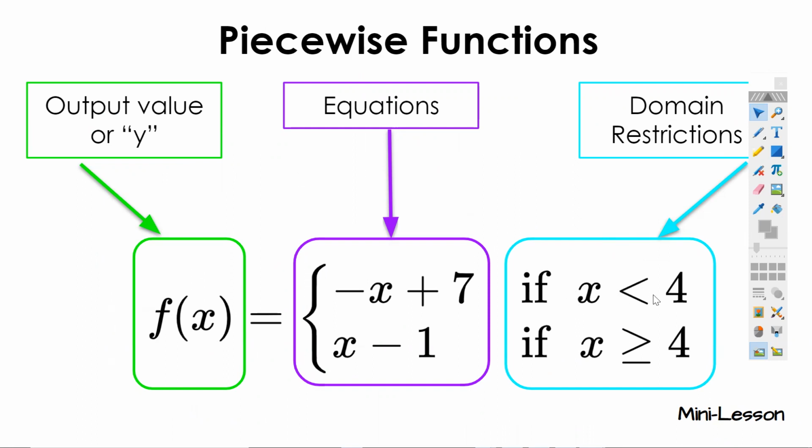So if x is less than 4, give me a number that's less than 4. 2? Okay, so if x was equal to 2, we would plug into this equation. We would get negative 2 plus 7, which would give us 5. Give me a number that's bigger than 4. Okay, so if we took 6 and plugged it into this equation, we would get a y value of 5. So we would plot the point (6, 5). This is telling you which equation you're going to use based off of this domain restriction.